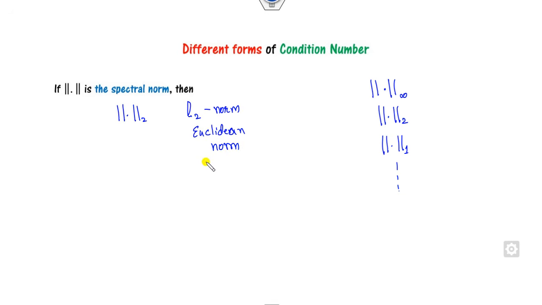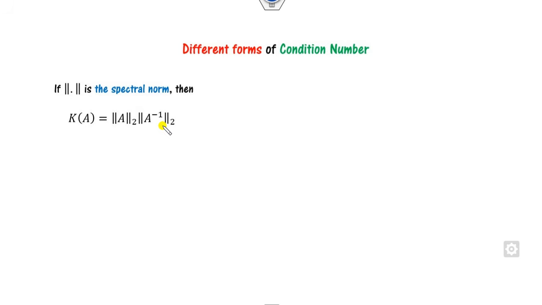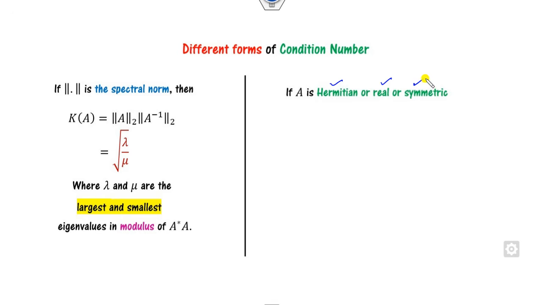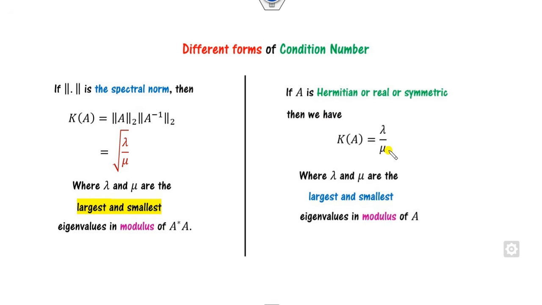Then how can you find the norm of this? As we already discussed the vector norms in our previous lectures, you can write the quantity here, where lambda and mu are the largest and the smallest eigenvalue in modulus of A star A. But if your matrix A is Hermitian, real, or symmetric, then we all know A and A star are the same, so this number is nothing but my A squared. So the condition number is only lambda over mu, where these are the largest and the smallest eigenvalue.